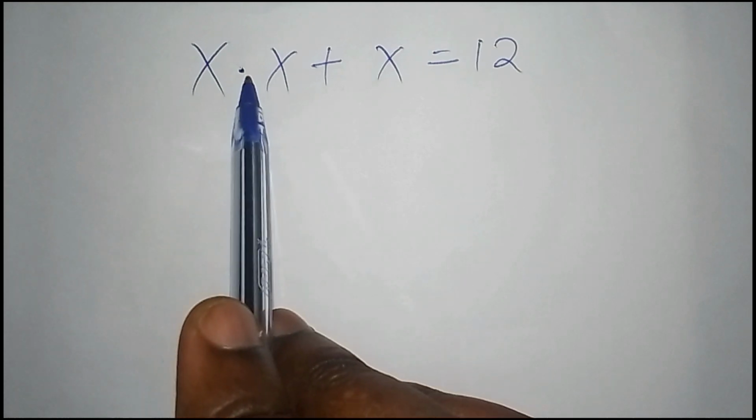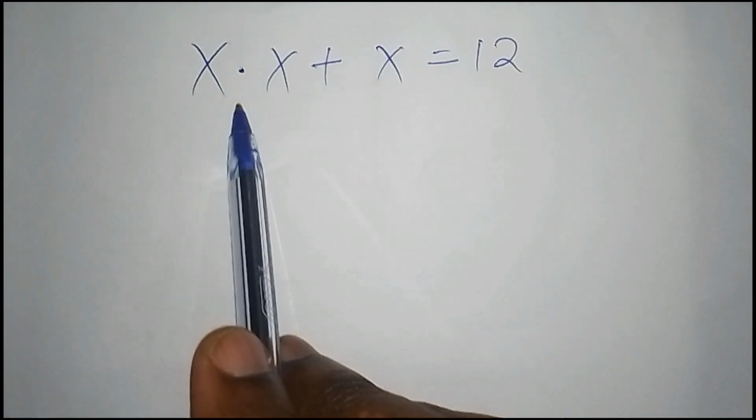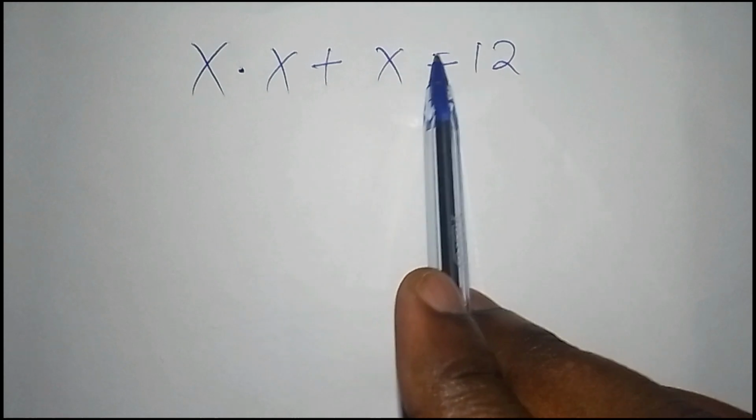Here is x multiplied by x. This dot means multiplication. Add to x is equals to 12.